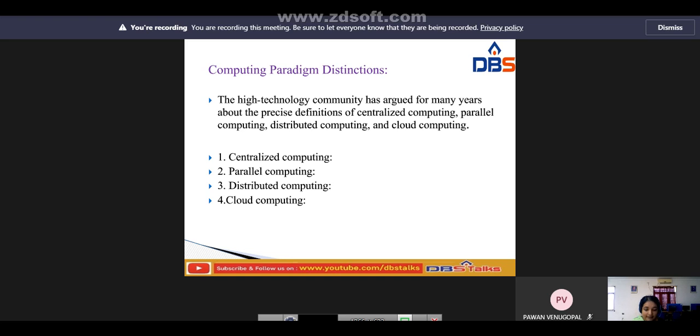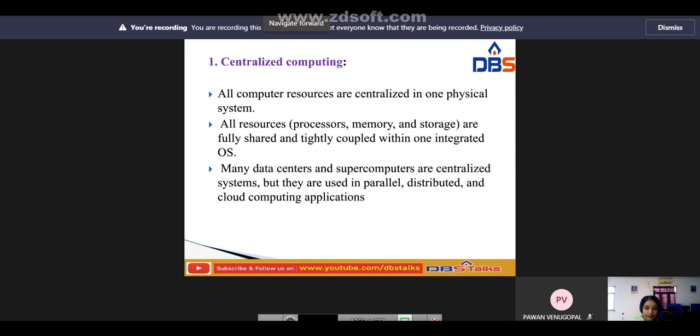So this is centralized computing. What is the use of centralized computing? All the computer resources are centralized in one physical system. It means all resources, that is processors, memory and storage, are fully shared and tightly coupled within one integrated operating system. Many data centers and supercomputers are centralized systems, but they are used in parallel, distributed and cloud computing applications. This is called centralized computing.